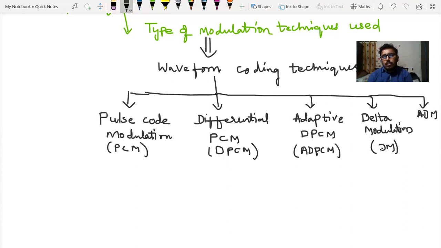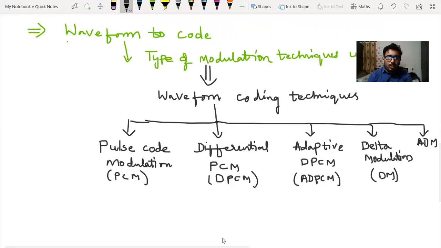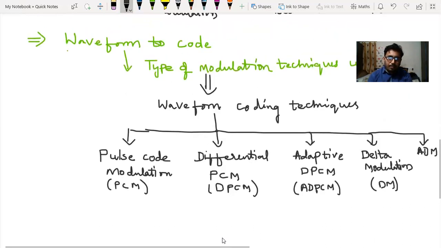Okay, so these are the different modulation techniques that we can expect through this waveform coding analysis. Pulse code modulation, differential pulse code modulation, adaptive differential pulse code modulation, and then we come across delta modulation and then adaptive delta modulation. All these are the modulation techniques we are using in the waveform coding techniques.